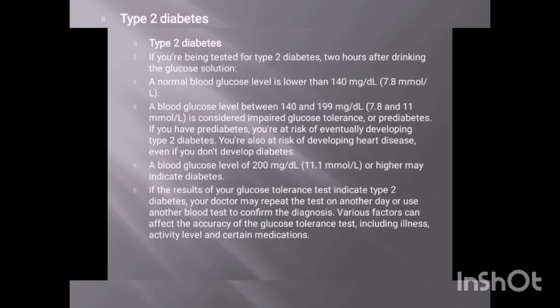So, a blood glucose level of 200 milligrams per deciliter or higher may indicate diabetes. If the result of your glucose tolerance test indicates type 2 diabetes, your doctor may repeat the test on another day or use another blood test to confirm the diagnosis. Various factors can affect the accuracy of the glucose tolerance test, including illness, activity level, or certain medication.